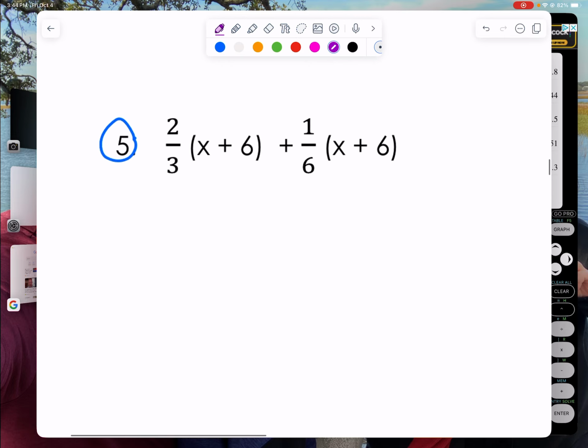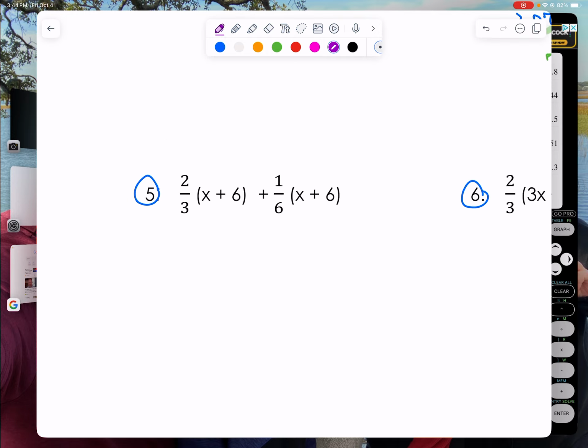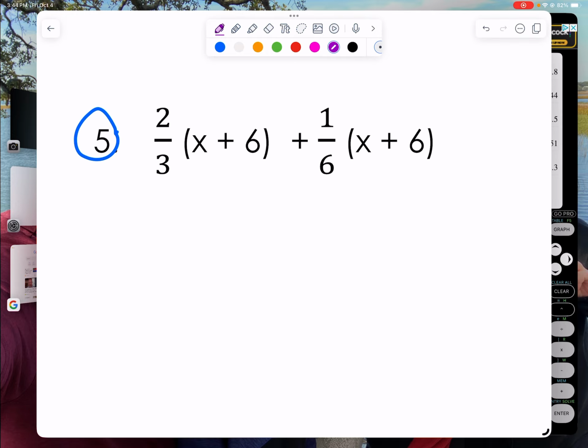Now fractions. I wanted to work both of these fraction problems because people get a little confused on fractions. So I have 2/3 times x plus 6. The first thing I'm going to do is write this out. 2/3 times x would be 2/3 x, and then plus 2/3 times 6. I'm going to literally write out 2/3 times 6, and I'll even do 6 over 1. I could go ahead and simplify that, but I'll go ahead and go to the next one.